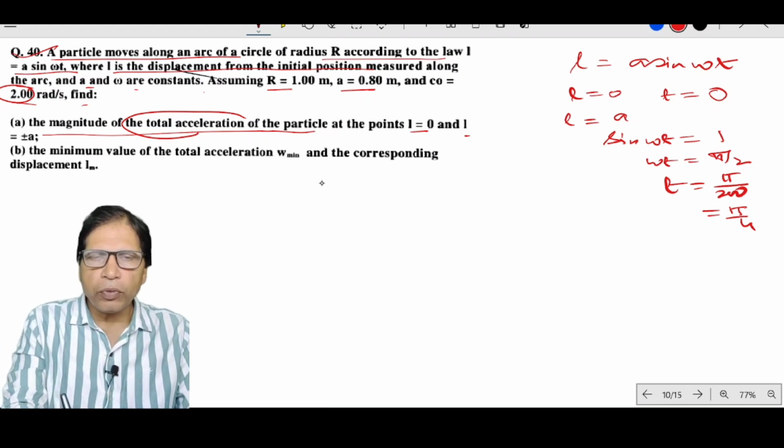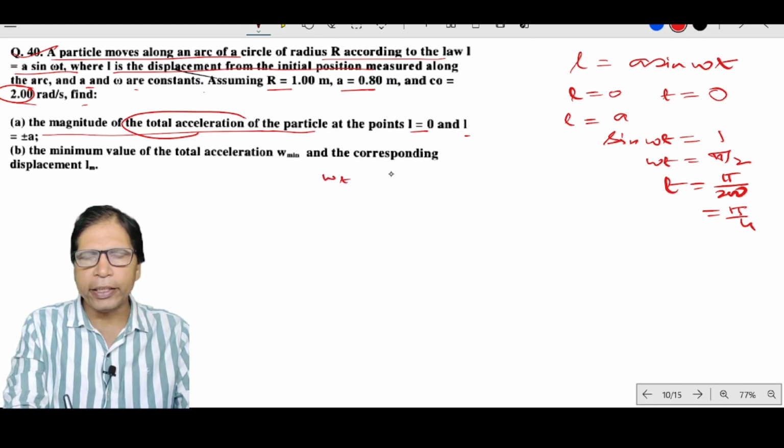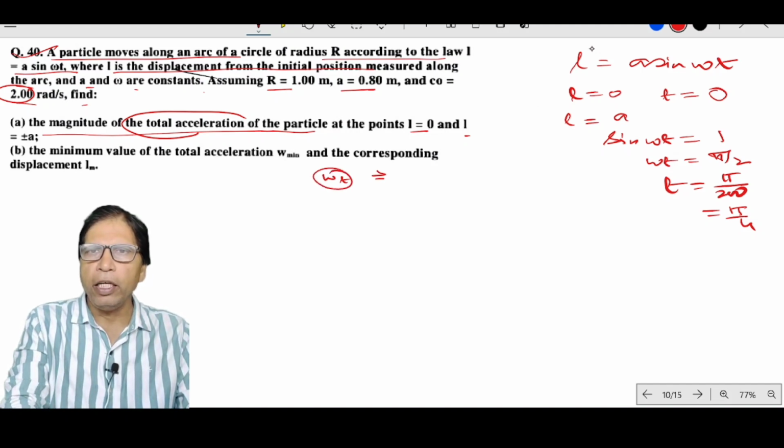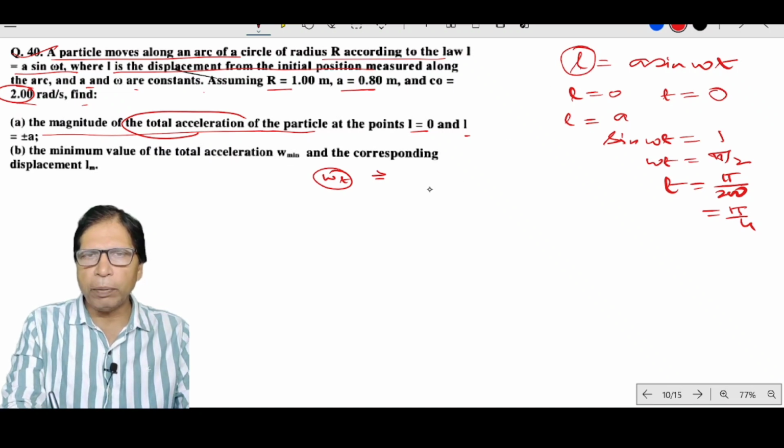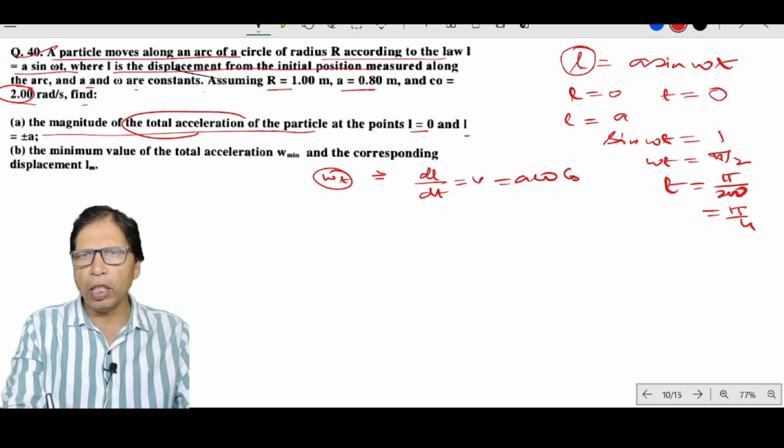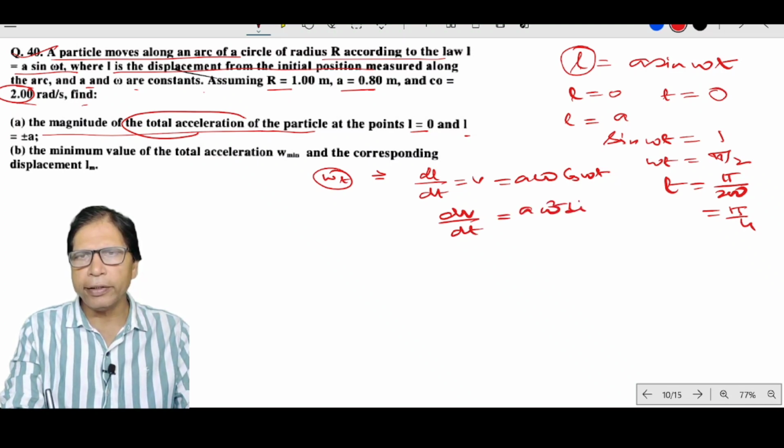First of all, the tangential acceleration. Differentiating this expression, dl by dt equals v, which is A omega cos omega t. Now, dv by dt is A into omega square sine omega t, with a negative sign. So tangential acceleration w t is a negative value.